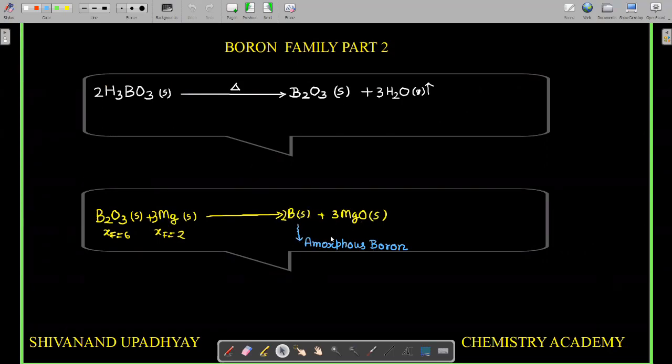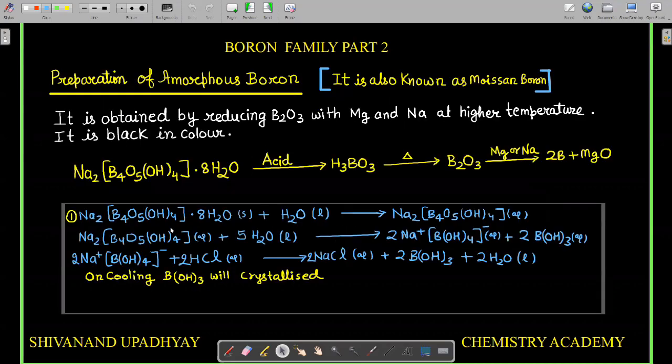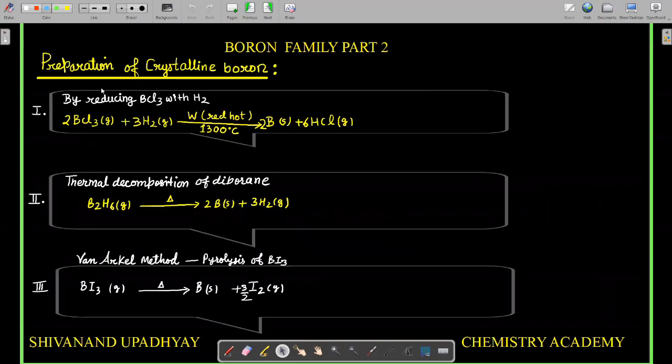So this boron is known as amorphous boron. So for the formation of amorphous boron, generally this reaction is there, but we can say that this whole process is involved. First we'll treat the borax with strong acid, then boric acid will crystallize. Then that boric acid is strongly heated, then B2O3 will form, and then B2O3 is reduced to form amorphous boron.